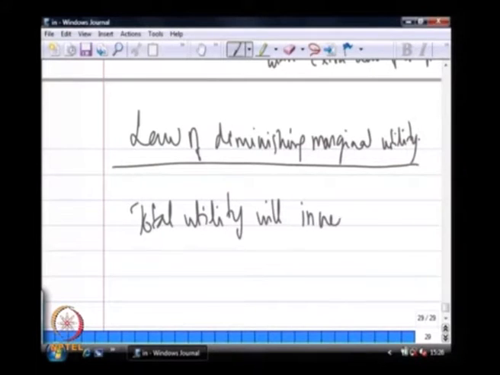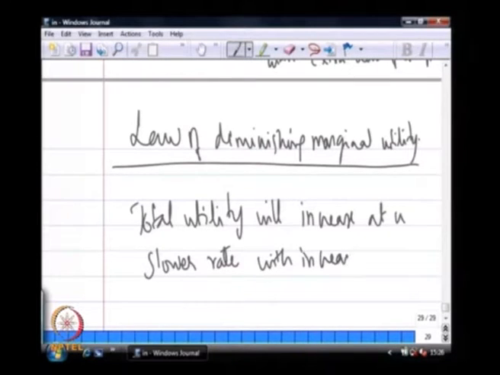total utility will increase at a slower rate with increase in quantity consumed.